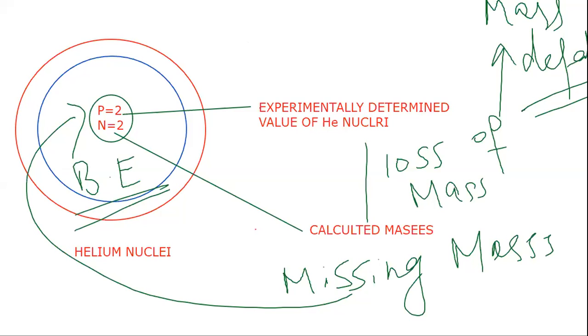The question arises where the missing mass has gone. This missing mass is converted into binding energy, which follows the equation of Einstein, E is equal to mc square. So the loss of mass occurs here, and this loss of mass is known as the mass defect, and this mass is converted according to the Einstein equation, which we will see by going to our slide.